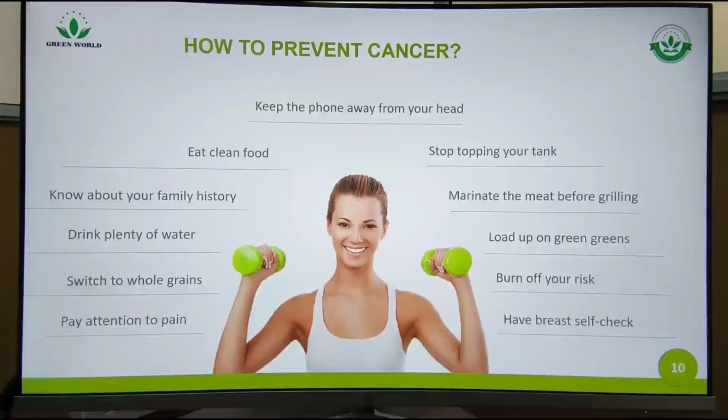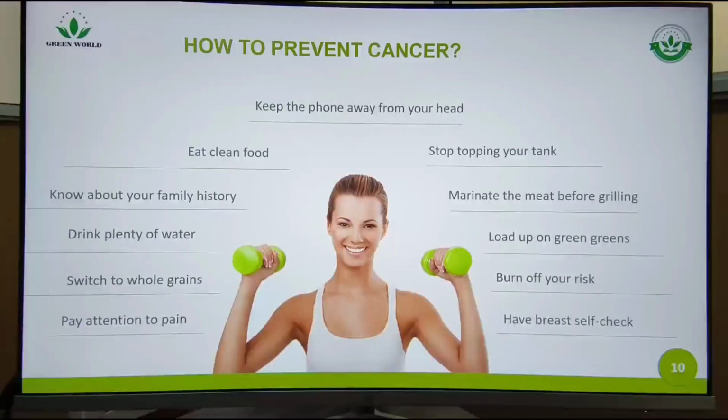Then drink plenty of water. Just like the way when I'm doing these trainings, I have to make sure that I have water here to quench my thirst and also to soften my voice. So make sure you drink plenty of water. Then you switch to whole grains. Switching to whole grains is very important. Avoid refined foods and processed foods.